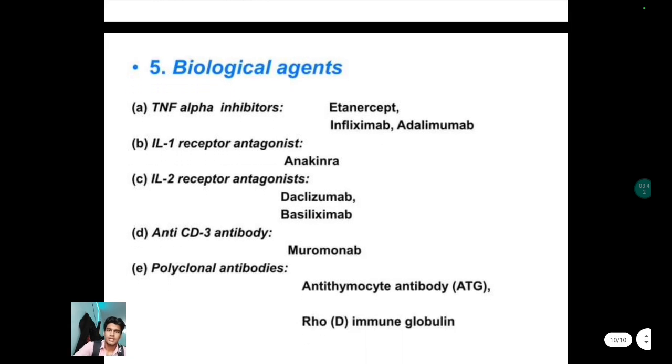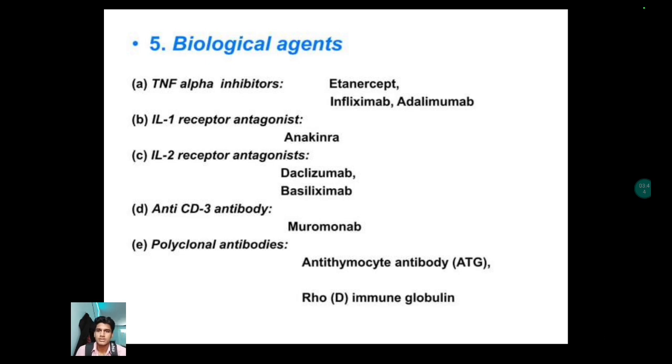Examples of biological agents: TNF-alpha inhibitor is etanercept, IL-1 receptor antagonist is anakinra, IL-2 receptor antagonist is daclizumab, anti-CD3 antibody is muromonab, polyclonal antibodies examples are anti-thymocyte antibody and Rho D immunoglobulin.